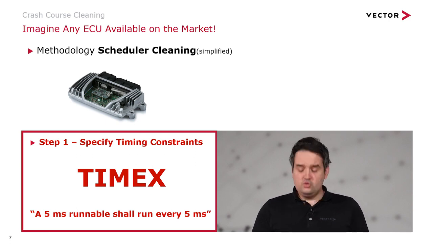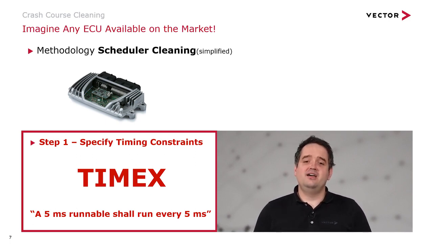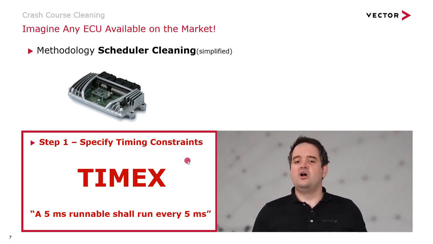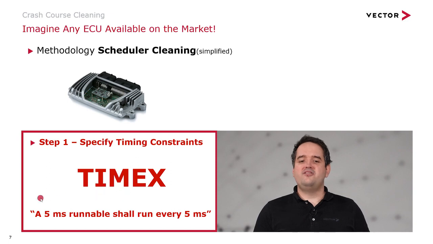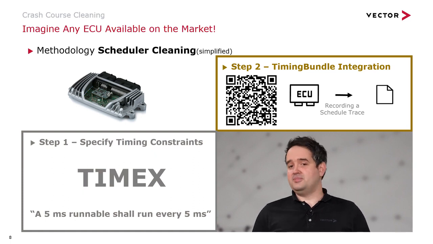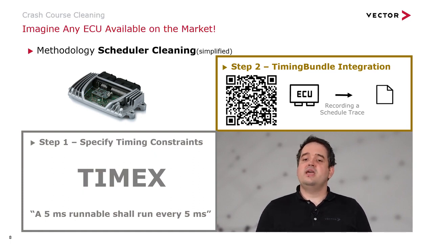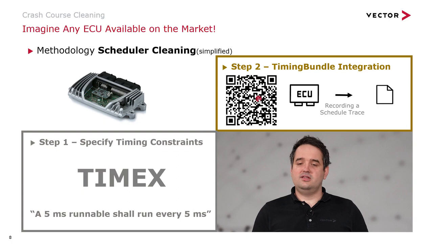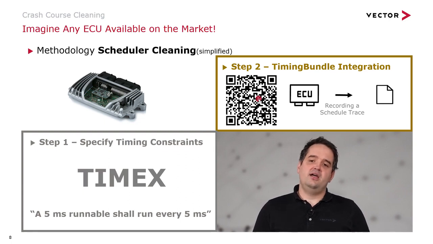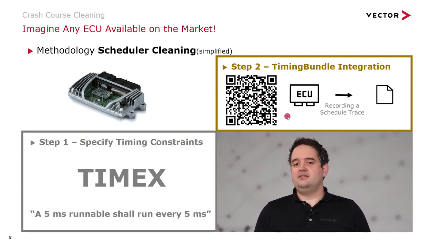Let's discuss as introduction, a short methodology how to perform a scheduler cleaning, very simplified. Step one, you specify a timing constraint called timex. To keep it simple, let's put in a simple statement in there. A 5 millisecond runnable shall run every 5 milliseconds. As step two, you follow up a timing bundle integration. You can get these timing bundles offered by Vector accessing this link and integrate this on your ECU.